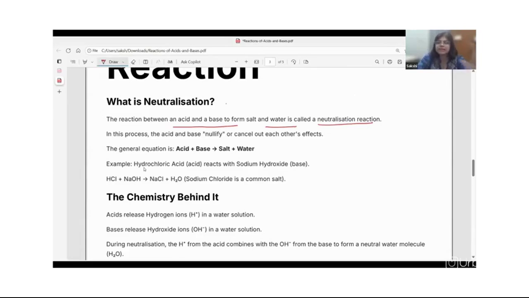Basically, acid and base nullify each other and the product does not have the property of either acid or base. So we have acid and base giving us salt and water. So any acid, let's say hydrochloric acid, reacts with NaOH. So we get salt, that is NaCl, and water. This is the neutralization reaction.